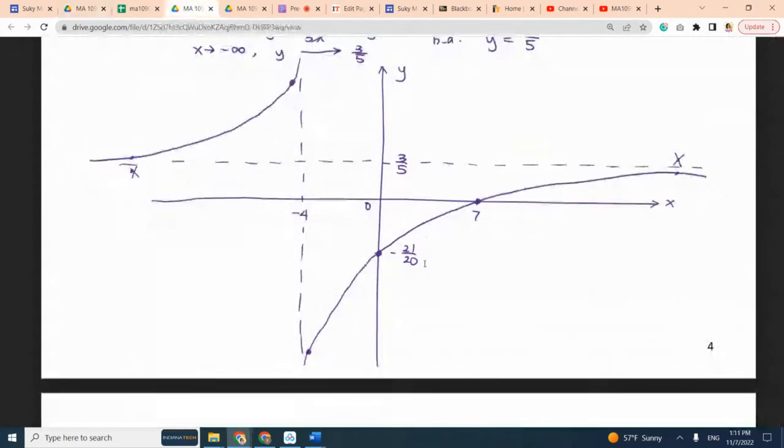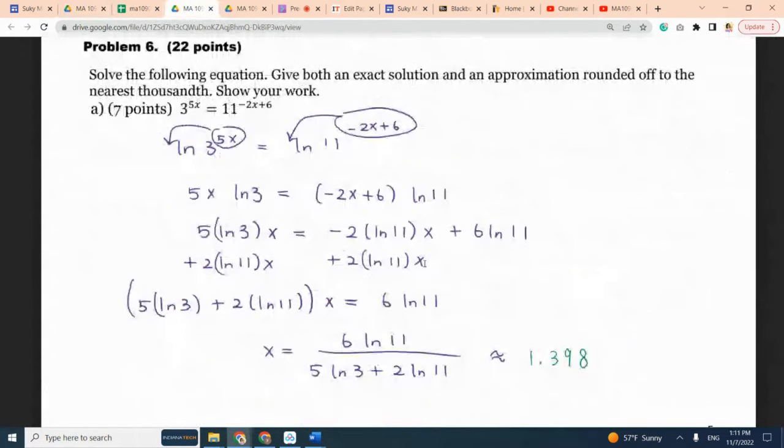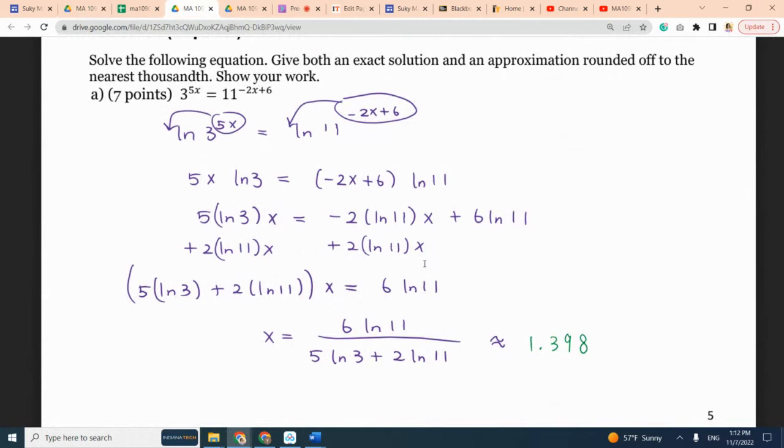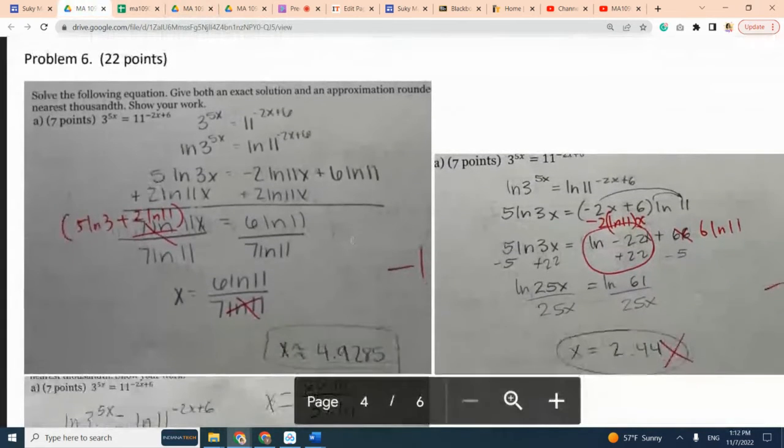And then problem 6. All right. So this problem, because they have different bases, we apply ln on both sides and move the exponent down in front. And then here we can distribute, and we move the terms with x to the left-hand side, then factor out the x and divide by this factor, we get x. Okay, so this is the solution. Let's look at the common mistakes.